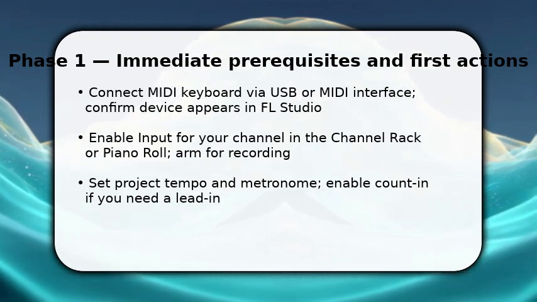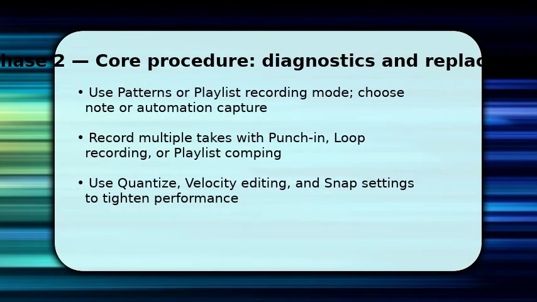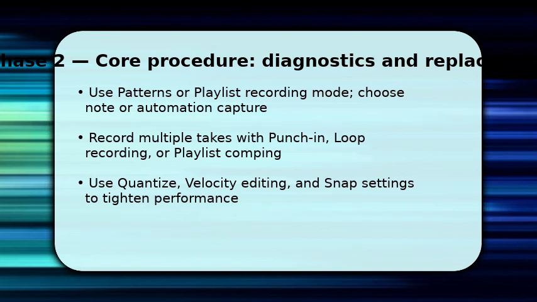Now you record and refine your takes. Choose pattern recording for quick loops or playlist recording to drop clips directly into the arrangement. Enable automation capture if you want knob movements. Press record, play your part, and use loop recording or punch-in for layered takes.